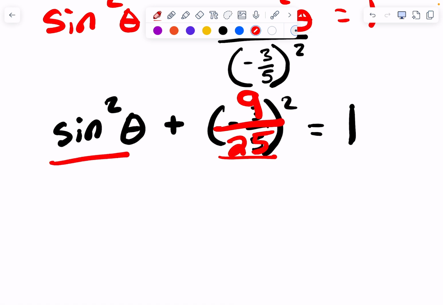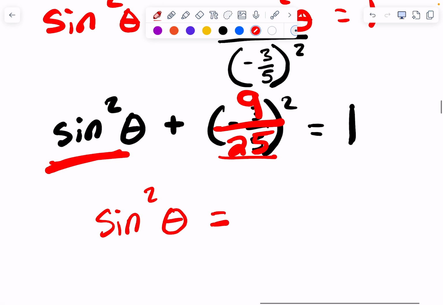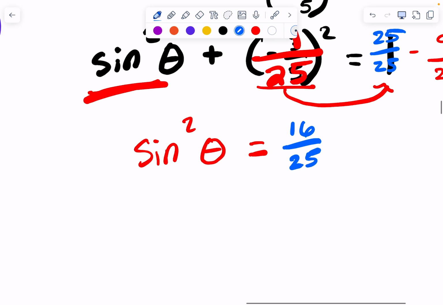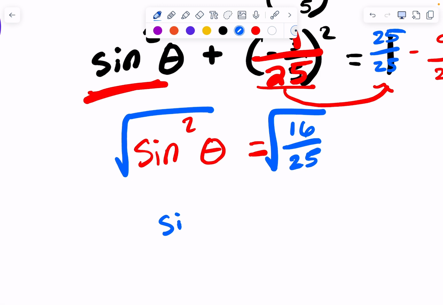Now, how do I solve for sine squared of theta? I can bump the 9 over 25 to the other side, so subtract 9 over 25. So 1 minus 9 over 25 is like 25 over 25 minus 9 over 25, which is 16 over 25. Now I want to get rid of the square on sine. How do I get rid of the square? I take the square root. Sine of theta is the square root of 16 over 25.